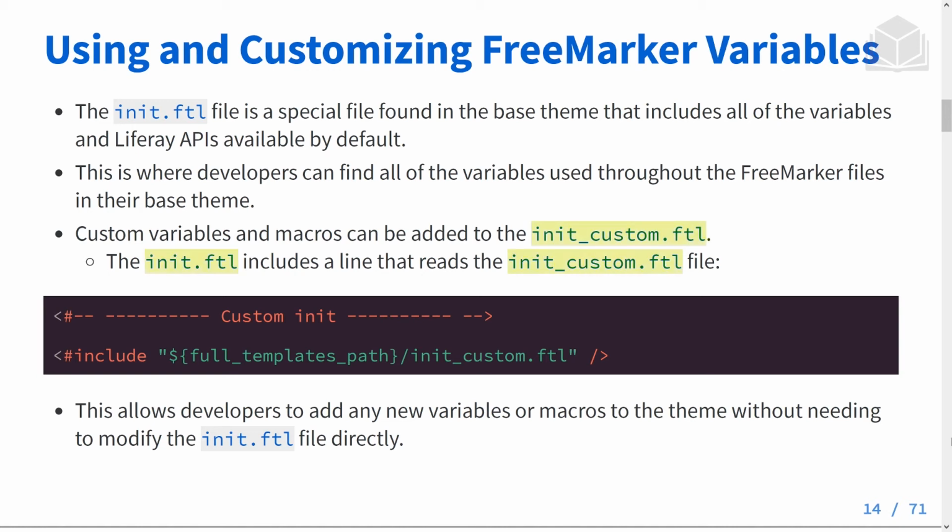If you'd like to add your own custom variables and macros, you should do that in the init custom.ftl. The init FTL includes a line that tells it to read the custom init FTL file. This allows developers to add any custom variables or macros without needing to modify the init.ftl file directly.